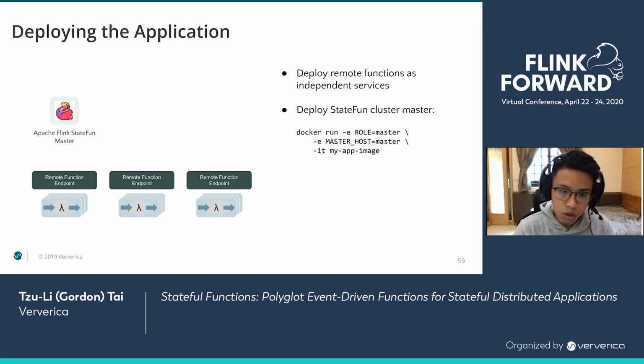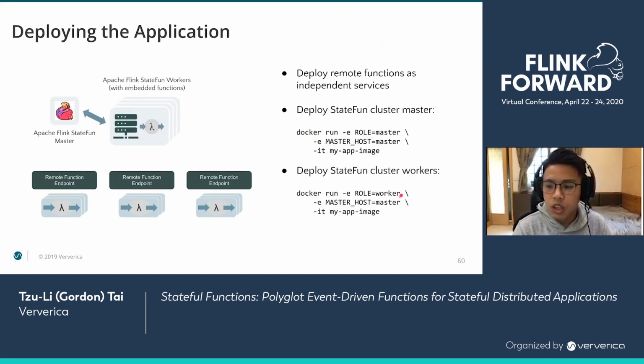So you will first deploy the master, and how you would do that is simply docker run, and then you specify an environment variable which specifies that this is to run as a master, and then you would deploy multiple worker containers. And when you deploy these worker containers, it would also run the embedded JVM functions, the Java functions, with the worker JVMs.